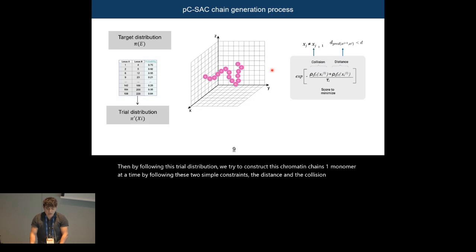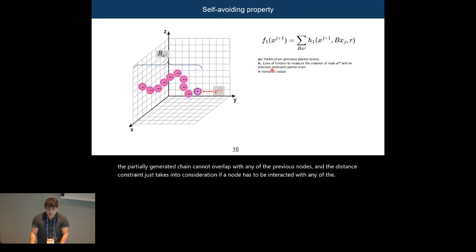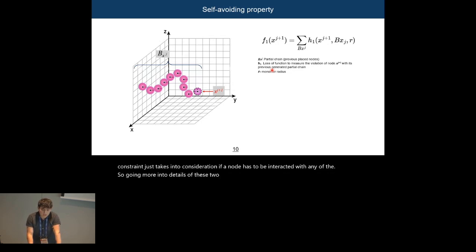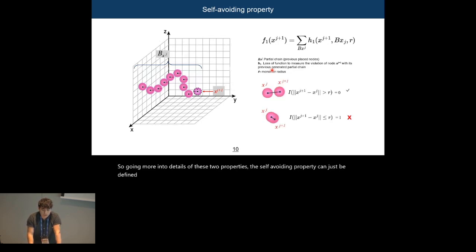The collision constraint just takes into consideration that any of the monomers added into the partially generated chain cannot overlap with any of the previous nodes, and the distance constraint just takes into consideration if a node has to be interacting with any of the previously positioned nodes. So going more into details of these two properties, the self-avoiding property can just be defined as an indicator function that will evaluate if two monomers are colliding or not.